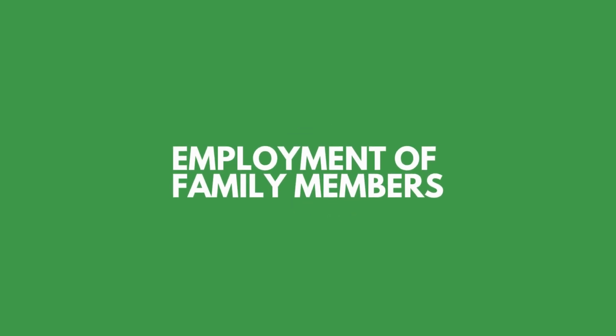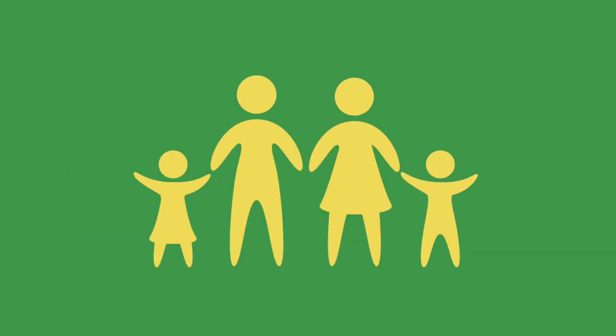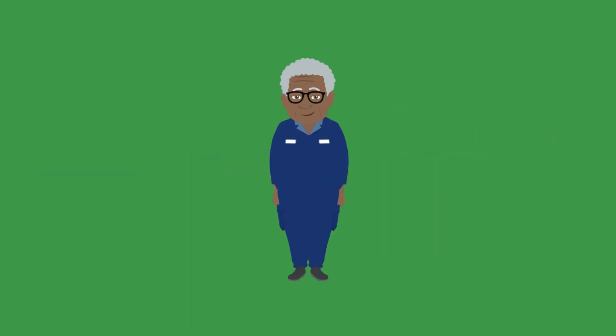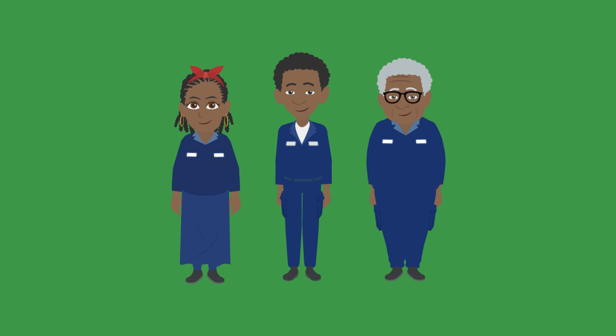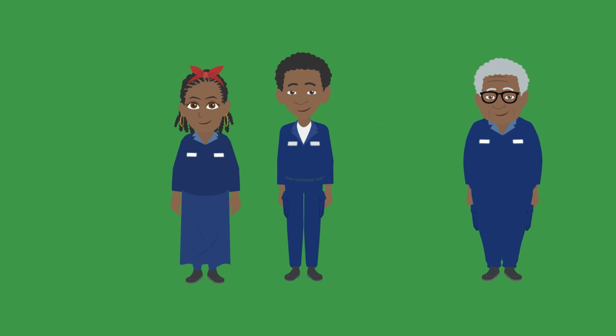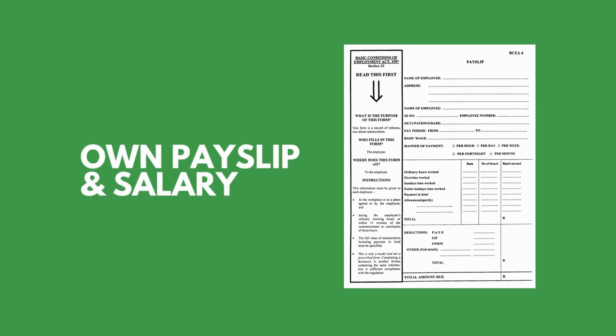Employment of family members. When a family works at a company, everyone should have their own contract, explaining their job and conditions of employment. Every member of the family must receive their own payslip and salary as well.